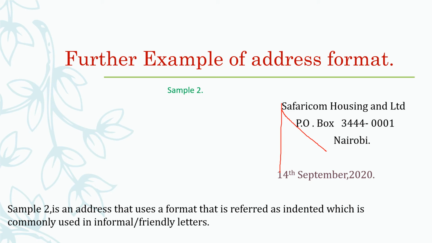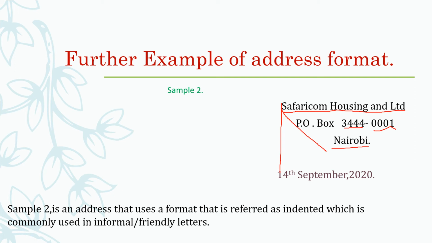Something just to jog our mind, to emphasize what we have already said. Always remember that you should not include your name. Just like in this case, we are not seeing the name, but instead we are seeing the name of the institution. Remember also to include the box number. The 3444 is their box number. Also include the postal code 001 and let your address have the name of the town.